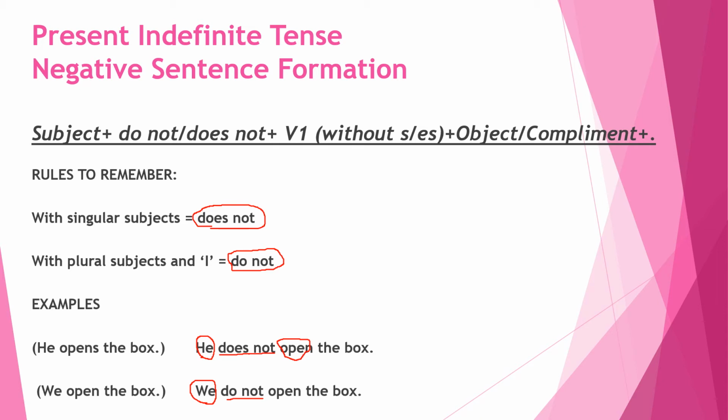So keep these two rules in mind when you are converting the affirmative of present indefinite tense into negative and interrogative. Keep these two rules in your mind, that with singular subjects you add does not, with plural subjects and I, you add do not in your negative sentences. So let's move on.